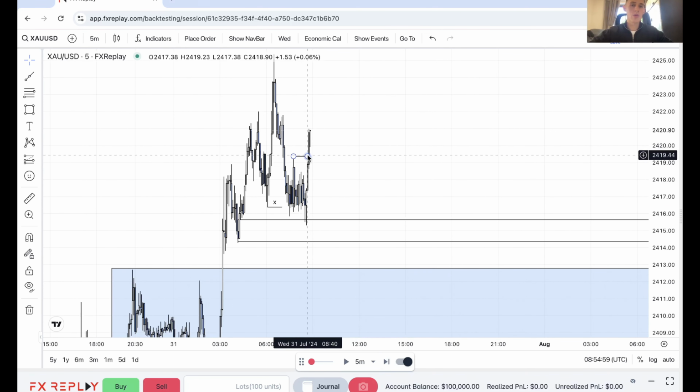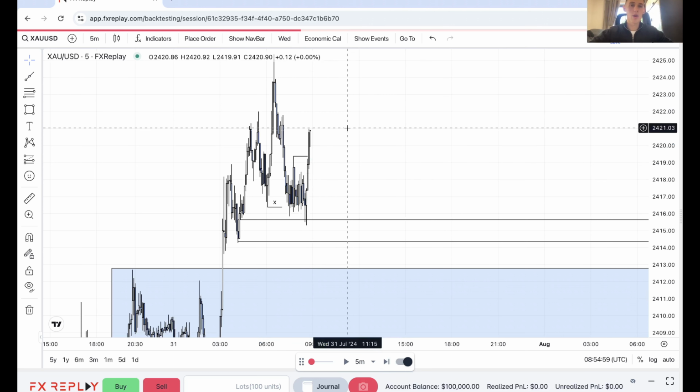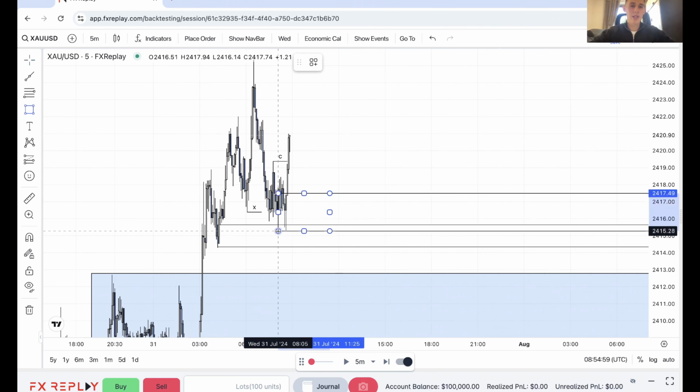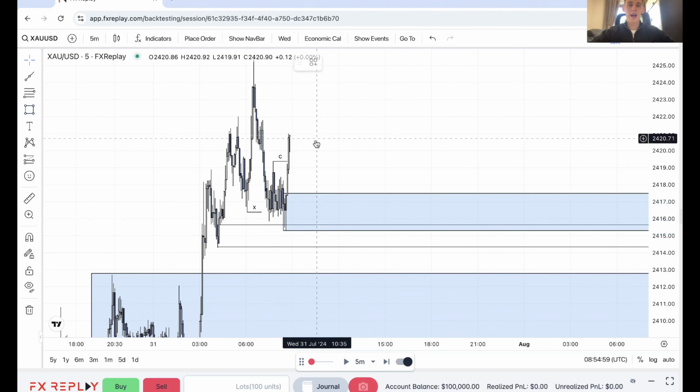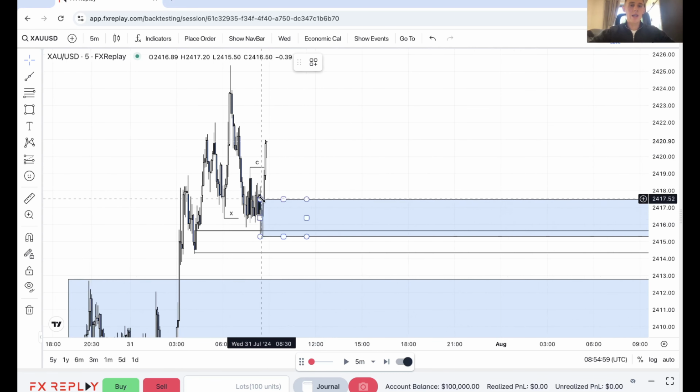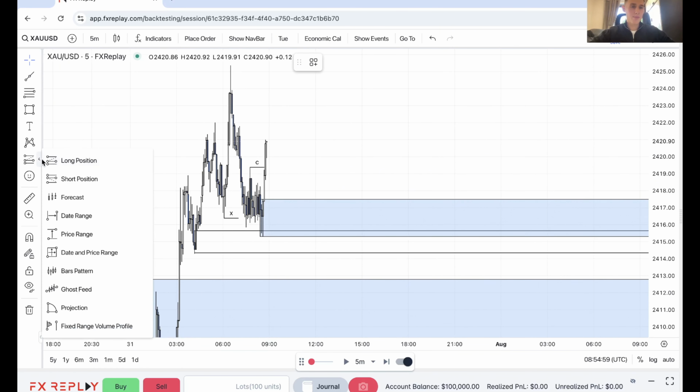And there we go. Almost immediately we get a break of that structure. So this is now a valid setup, and I would look to take it from this area of demand just here. And why this area of demand? This was the candle which swept all of the liquidity to the left. It was imbalanced, and it's just a very clear level of demand.